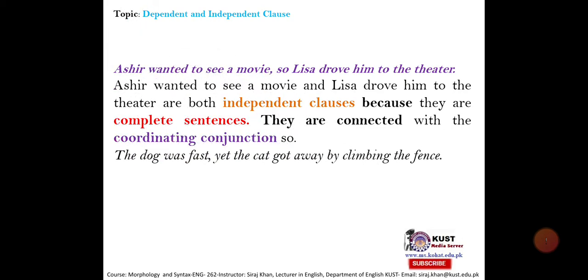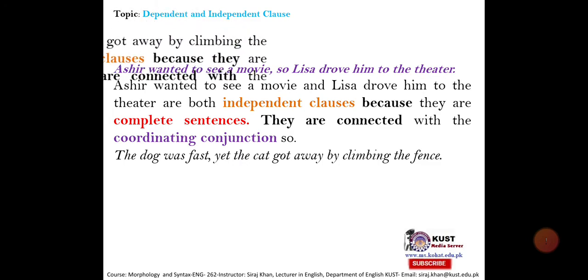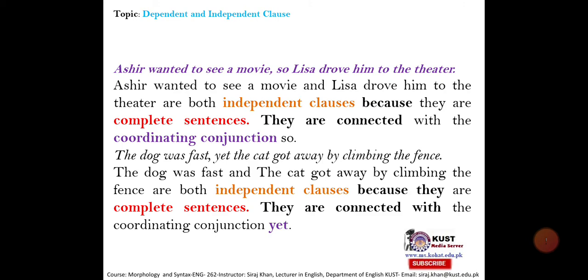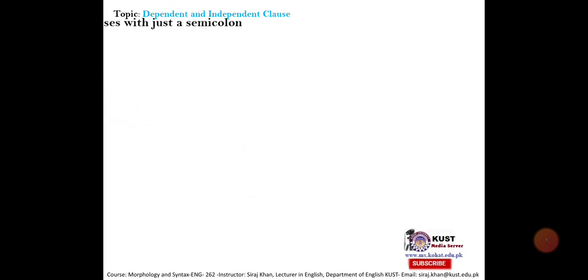Ali studied in the sweet shop for his chemistry quiz, but it was hard to concentrate because of the noise. The dog was fast, yet the cat got away by climbing the fence. Here, the dog was fast and the cat got away by climbing the fence are both independent clauses connected by a coordinating conjunction, yet.